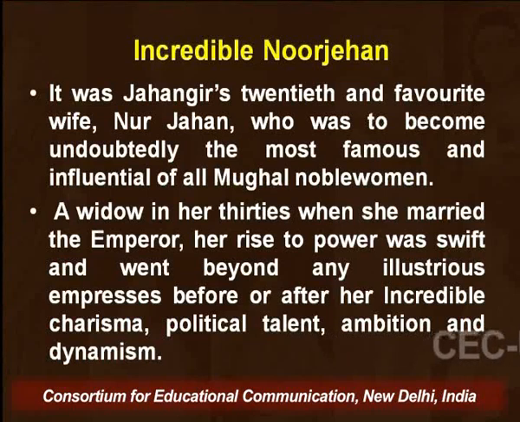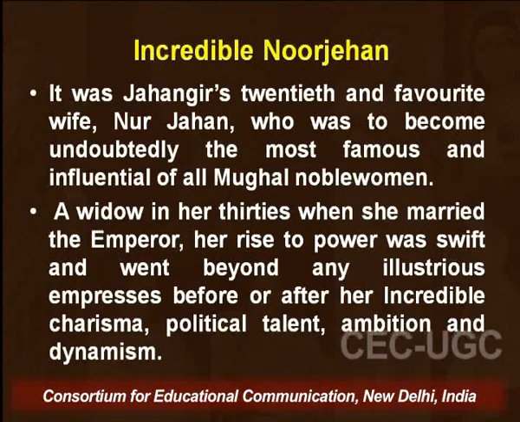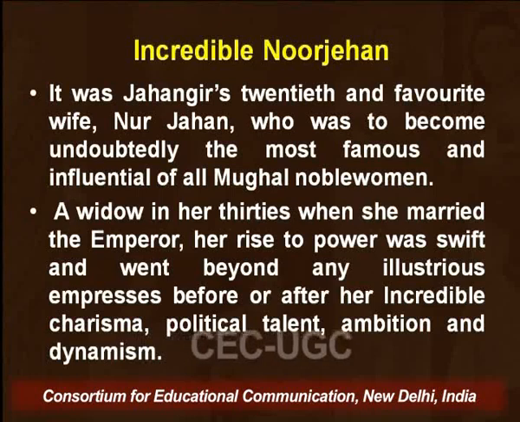So, it was Jahangir's 20th and favorite wife Nur Jahan who was to become undoubtedly the most famous, influential Mughal noble woman. A widow in her 30s when she married the emperor, her rise to power was swift and it went beyond any illustrious empress before or after her. So, the kind of charisma, political talent, ambition and dynamism that Nur Jahan displayed made Ruby Lal describe her reign as incredible.